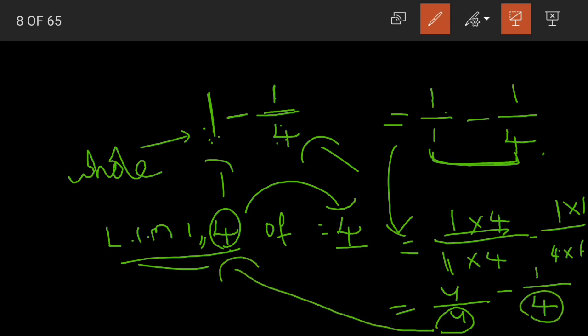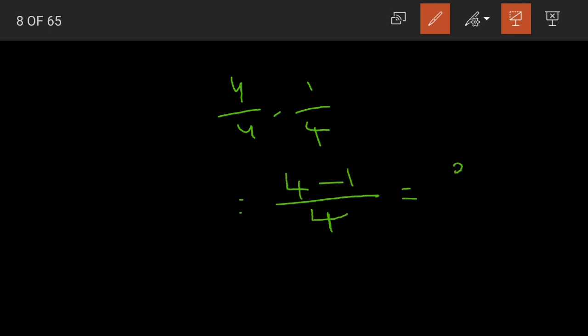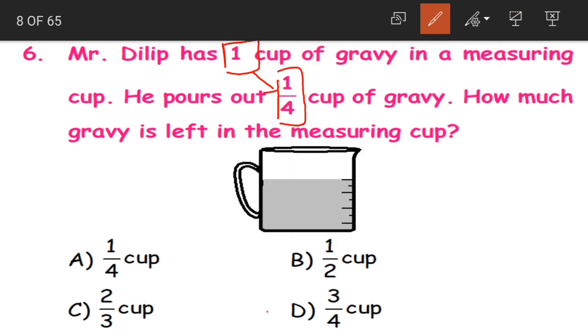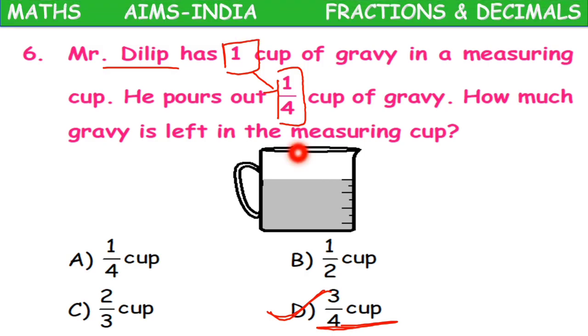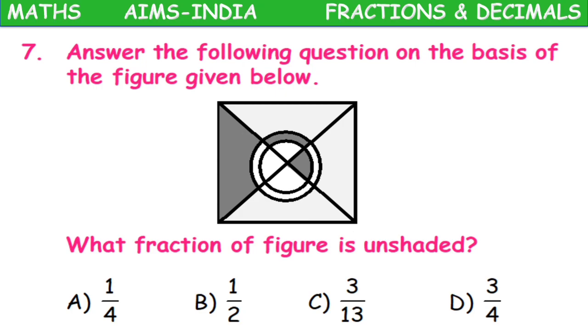How did we get this 4? We got this after finding out the LCM. So 4/4 minus 1/4 is equal to 4 minus 1 divided by 4. That is nothing but our 3/4. Understood, children? After taking out 1/4 cup of gravy, Mr. Dilip will be left with 3/4 cups in the measuring cup. This is how we solve the question by subtraction of the given whole number and fraction.